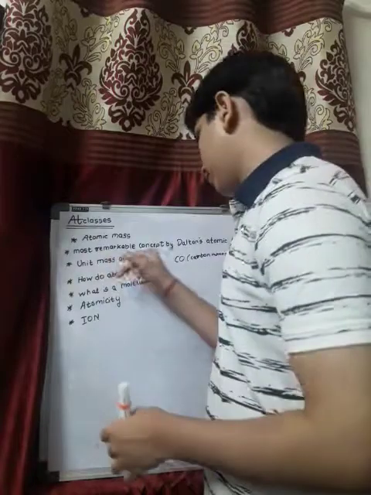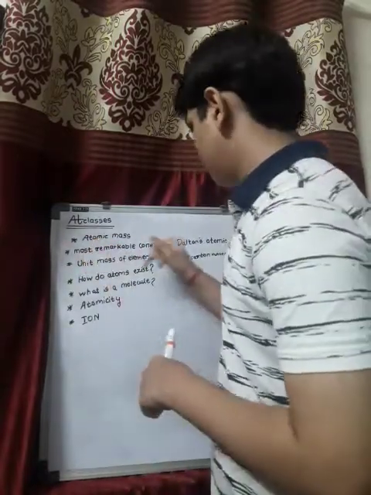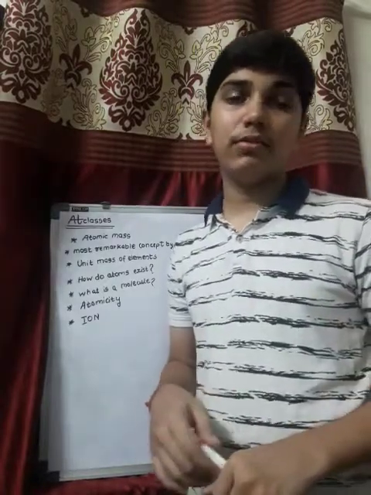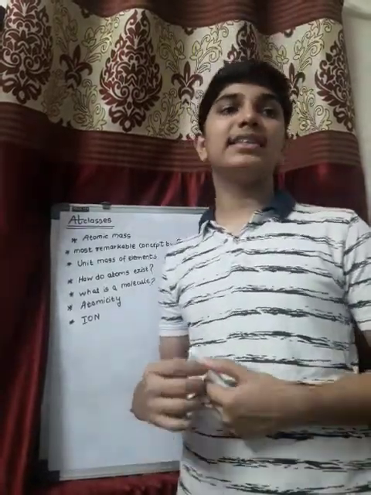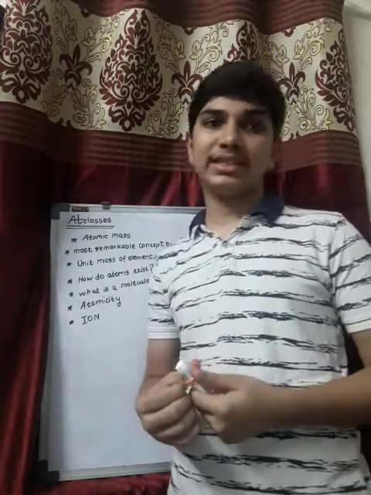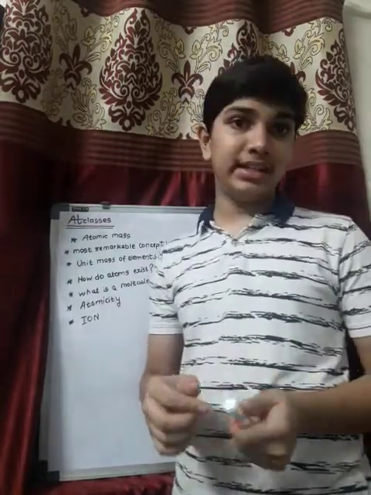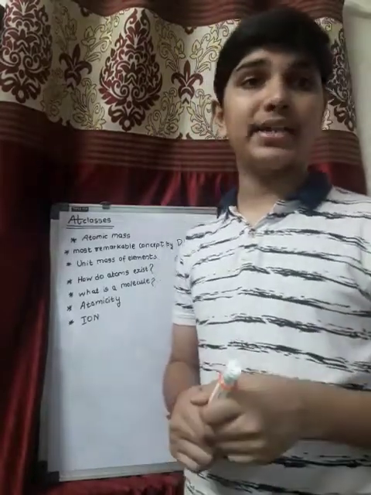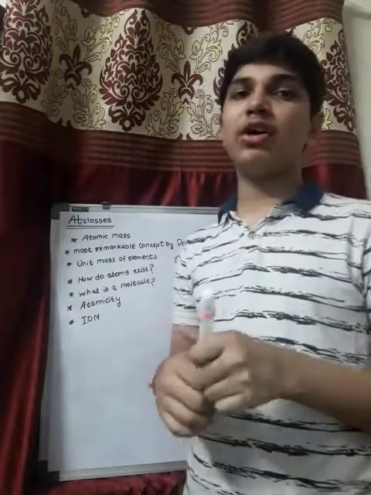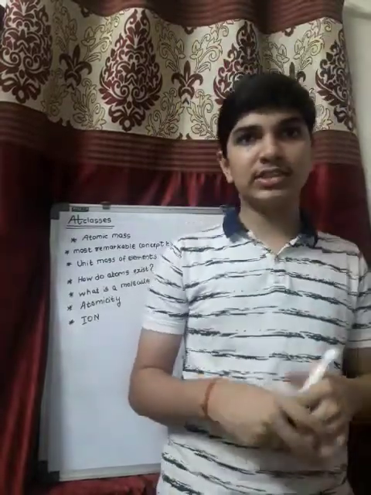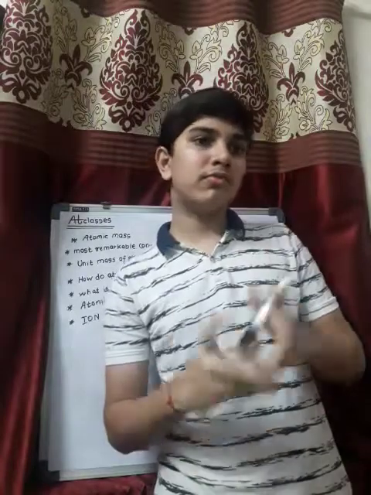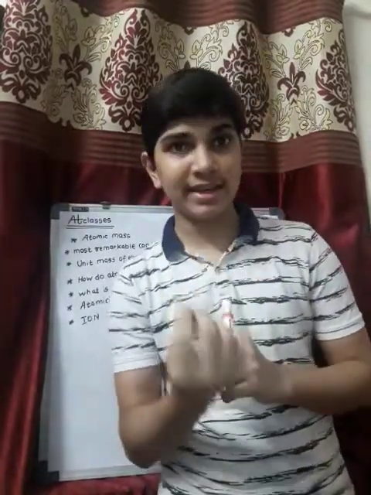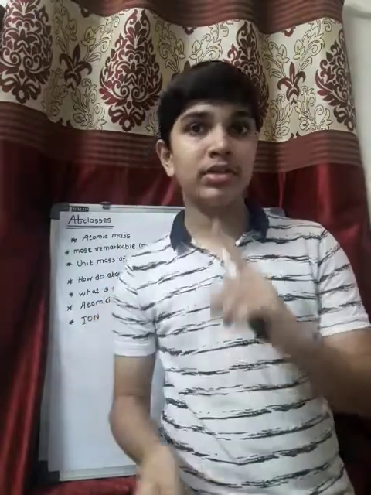Unit mass of elements. This was the concept given by Dalton. So what is unit mass of elements? While searching for various atomic mass units, scientists initially took 1 upon 16th of the mass of an atom of naturally occurring oxygen. The atomic number of oxygen is 16. So the scientists took 1 by 16th mass of an atom of naturally occurring oxygen as a unit.